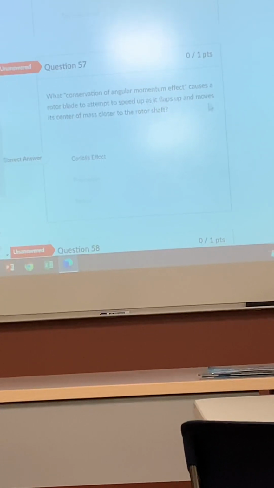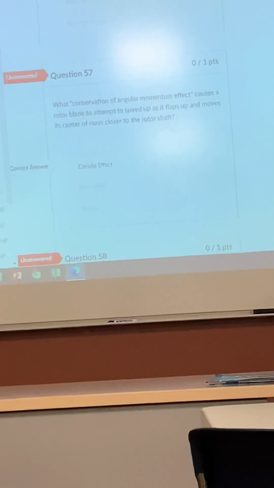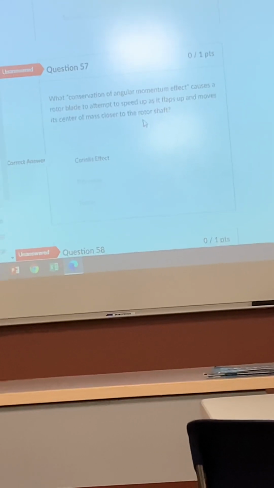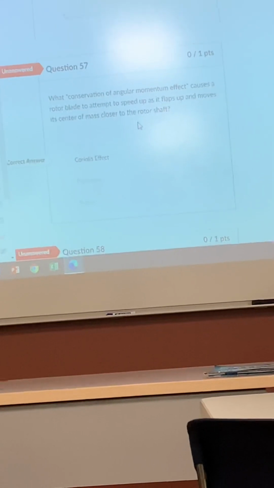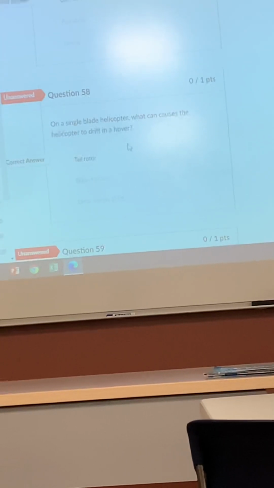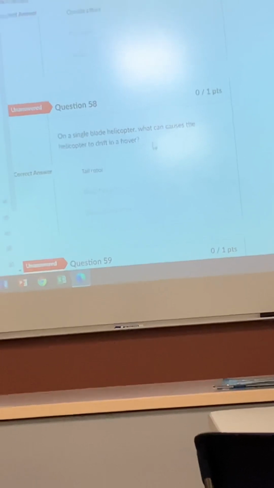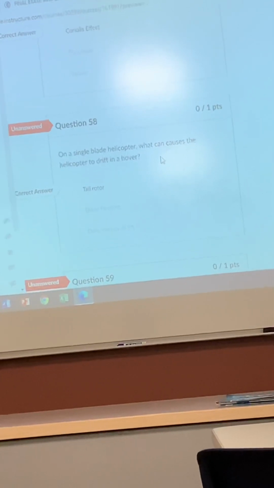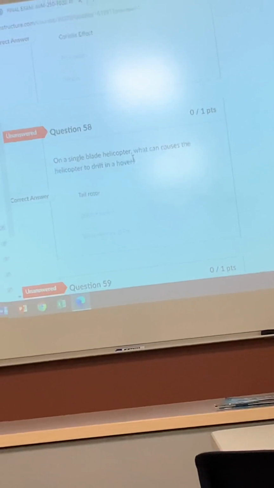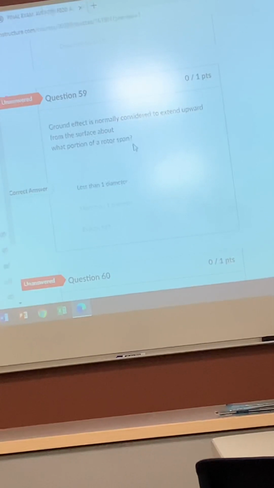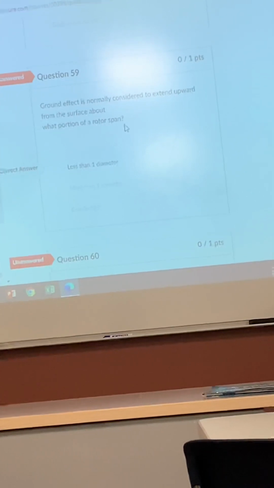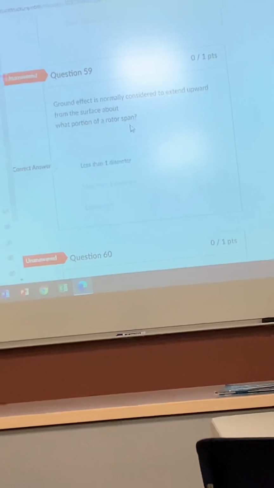What conservation of angular momentum effect causes a rotor blade to attempt to speed up as it flaps up and moves its center of mass closer to the rotor shaft? Coriolis effect. On a single rotor helicopter, what causes the helicopter to drift in a hover? Tail rotor. Ground effect is normally considered to extend upward from the surface about what portion of a rotor span? Less than 1 diameter.